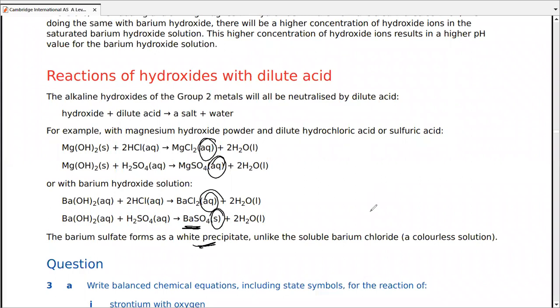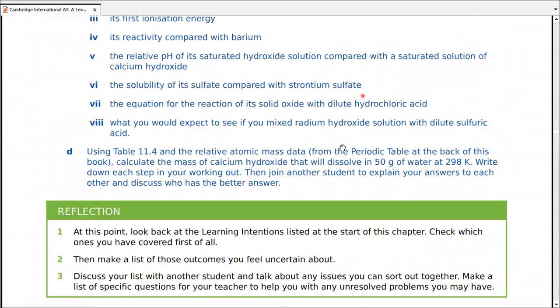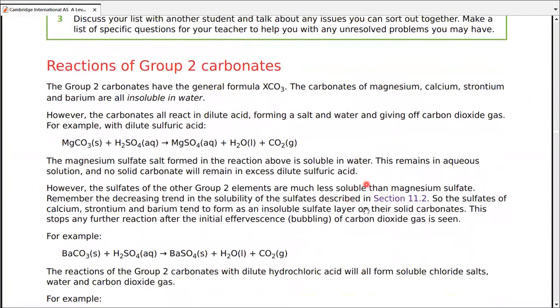So I hope we understand it. Since we have worked a lot with barium sulfate in previous portions of IGCSE, this shouldn't be a problem. Next up, reactions of group 2 carbonates.